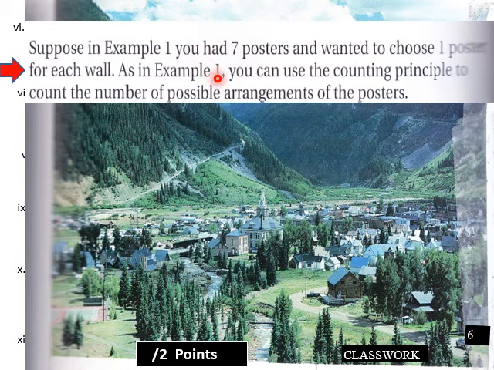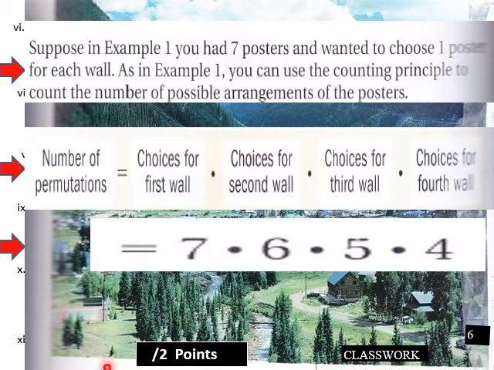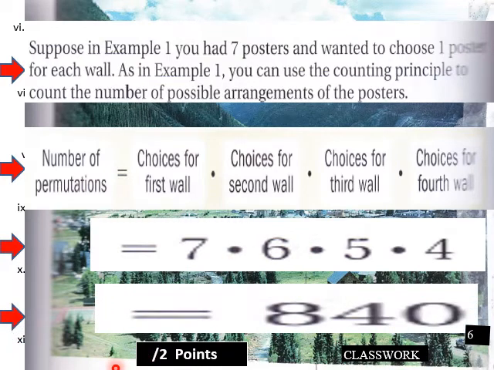Okay, so suppose in example 1 you had 7 posters and wanted to choose 1 poster for each wall. You can use the counting principle to count the number of possible arrangements of posters. So number of permutations equals choices for the first, second, third, and fourth wall. So 7, 6, 5, and 4 is how you would do that. You would have the first 4 choices here, and that would come out to be 840 ways of doing this, with 7 posters and 1 for each wall.